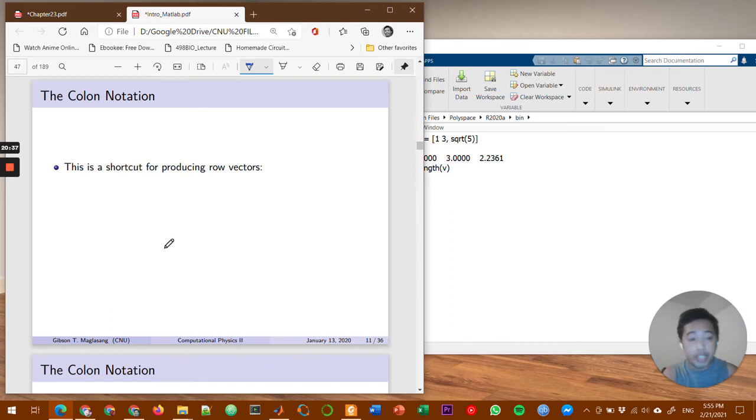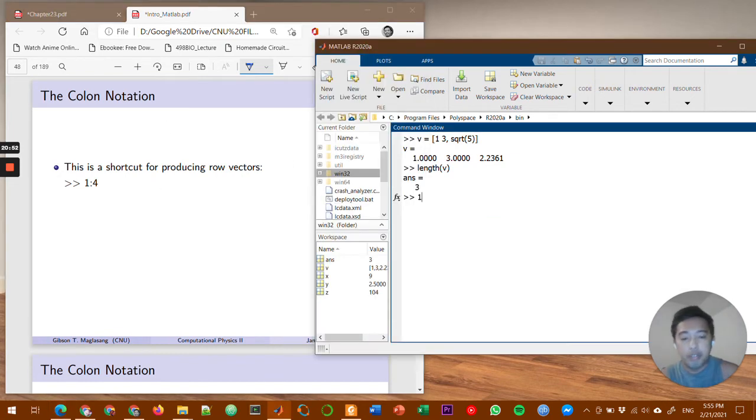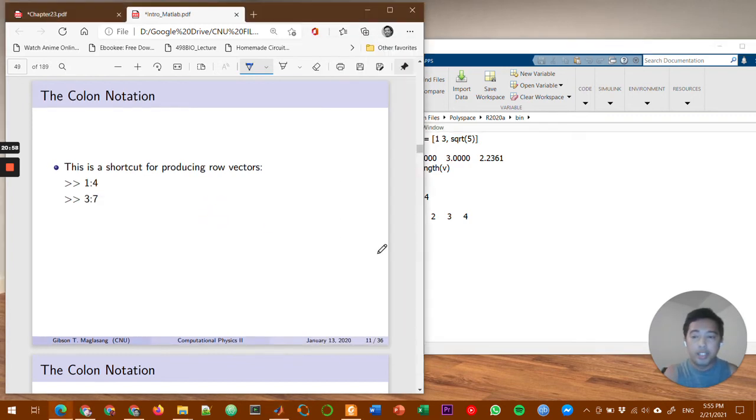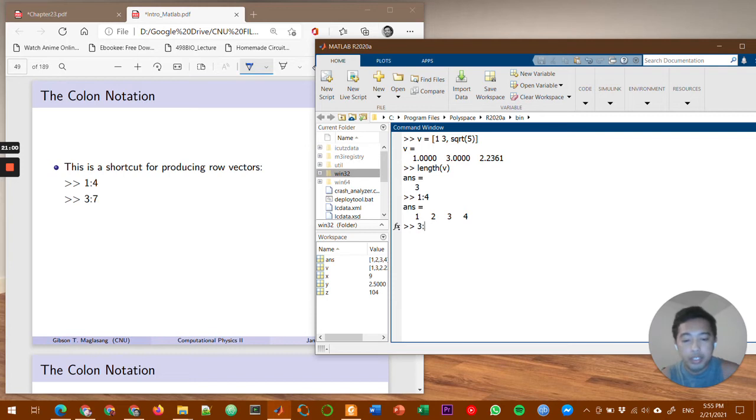We can also create a vector by using the shortcut colon. 1 colon 4 gives you elements from 1 up to 4 with an increment of 1. So 1, 2, 3, 4. So you have four elements, a row vector. Similarly, we have 3 colon 7, with an increment of 1.